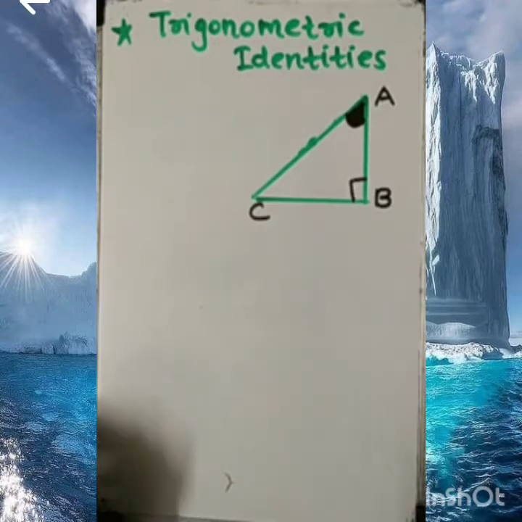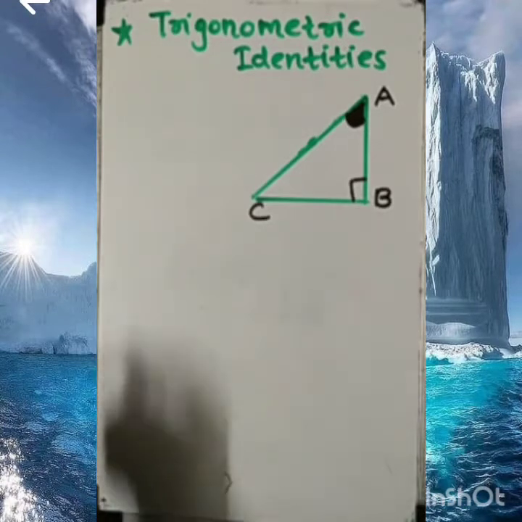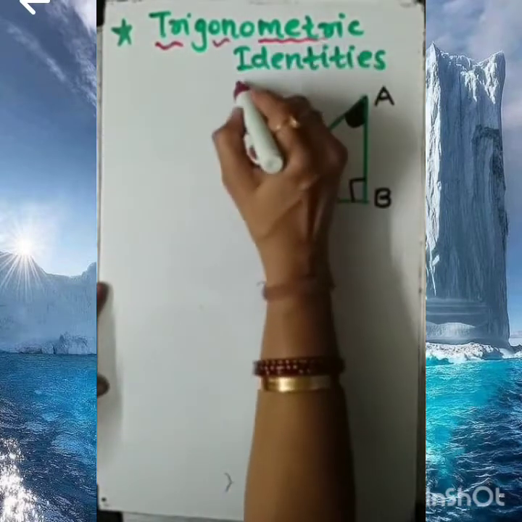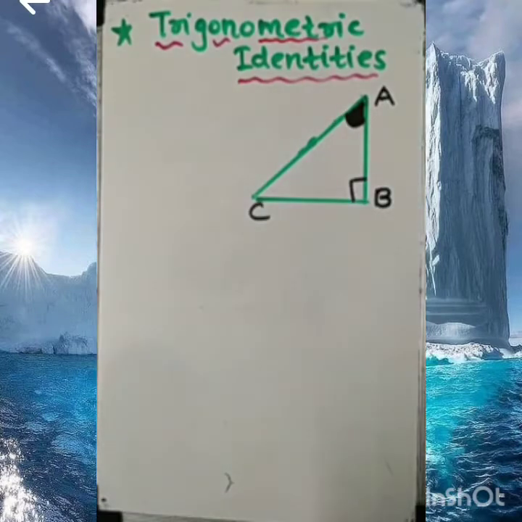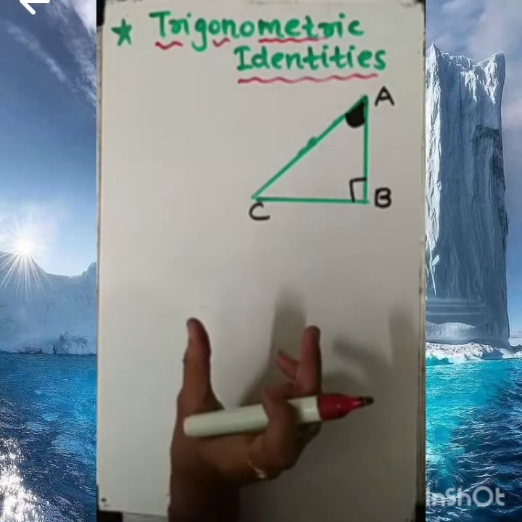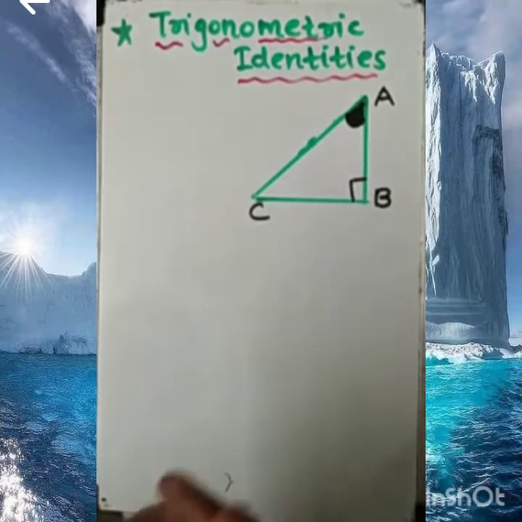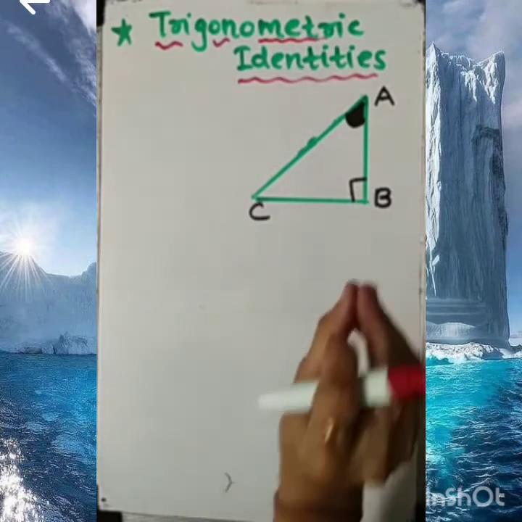Dear student, here the topic is trigonometric identities. Of course, you will find it new, because we have not learnt identities before. Especially, I am using the word identity. Identity means a value true for all values of the variable involved.